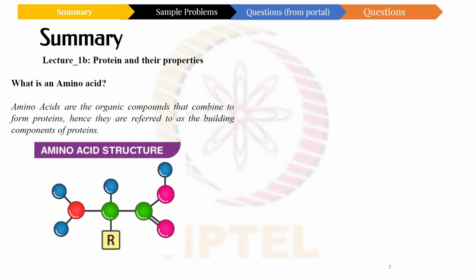Now that we know the basic structure contains an amino group, a carboxylate group, and a hydrogen bonded to the central C alpha atom, how come we have different types of amino acids possible? The difference comes in the R group. Overall, each amino acid has 4 groups attached to the central C alpha atom: one amino group, one carboxylate group, a hydrogen atom, and a side chain R group.